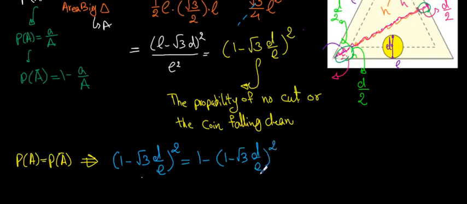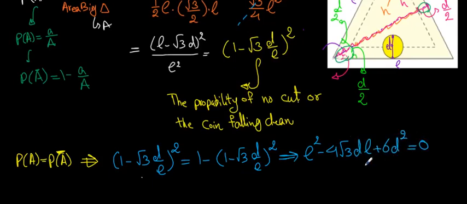So here it's like a quadratic equation. It has two solutions, but only one of them is acceptable, because the length cannot be a negative number. So if we calculate this formula, we have L power 2 minus 4 square root of 3 times D times L plus 6 times D power 2, which is equal to 0. And as I told you, only one of the solutions is acceptable.